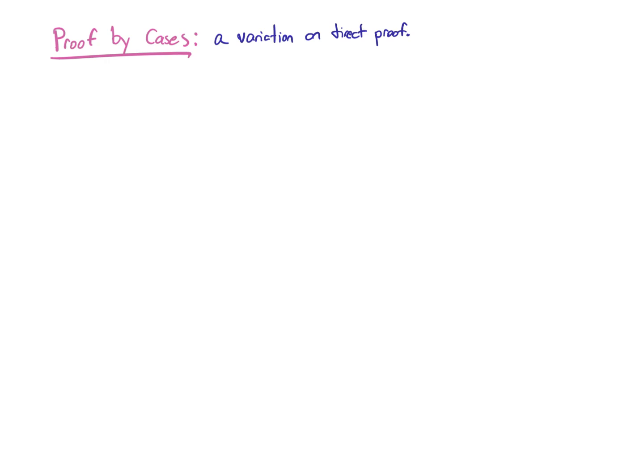Proof by cases is a variation on direct proof where we start by doing a direct proof, but then at some point we need to consider two different possibilities and we do them one by one. We look at, okay, here's a possibility, we'll prove something about it, then we'll consider another possibility, we'll prove something about it until we've exhausted all the possibilities. And if at the end of each of those possibilities we've proven the right thing, then we have completed the argument. So here's an example of a theorem we can prove using proof by cases.